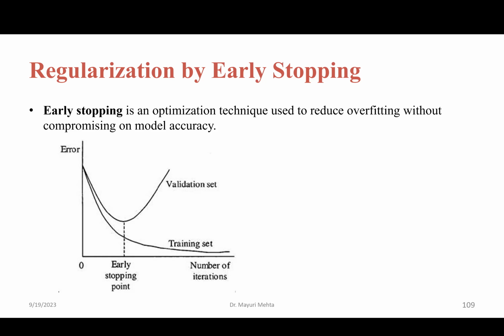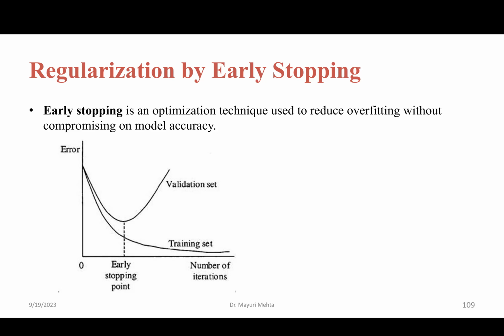And early stopping is a popular regularization technique due to its simplicity and effectiveness in overcoming this problem. So what is early stopping? It is an optimization technique used to reduce overfitting without compromising on model accuracy. The main idea behind early stopping is to stop training before the model starts to overfit. So how can this be achieved with the early stopping mechanism? Let me explain.